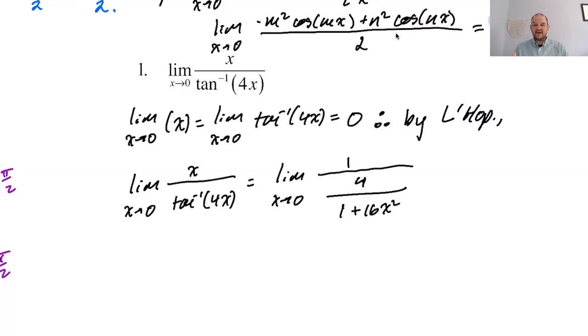Okay, why is it that? It's 1 over 1 plus u squared, so u is equal to 4x. So 1 over 1 plus 16x squared times the derivative of u. The derivative of 4x is 4, so it becomes 4 over.